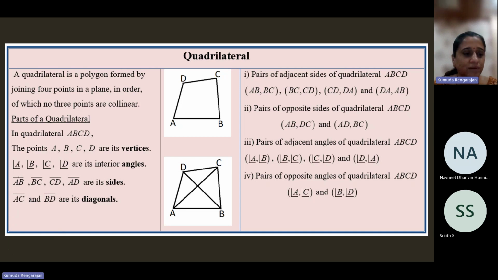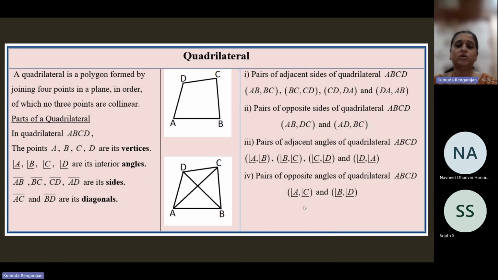This is the symbol for a line segment. This is a symbol for a ray. And this is the symbol for a line in geometry. So line segment AB, line segment BC, line segment CD, and line segment AD are the sides. And AC and BD are the diagonals. So these are the different parts of a quadrilateral.